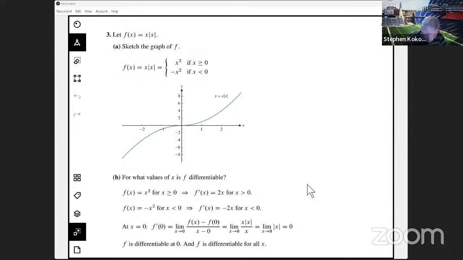So I'm going to rewrite this function because I know the definition of absolute value. If x is greater than or equal to 0, the absolute value of x is x. So this function just becomes x times x, or x squared. And if x is less than 0, this function f becomes x times minus x. So that's a way to write this function as a piecewise defined function.